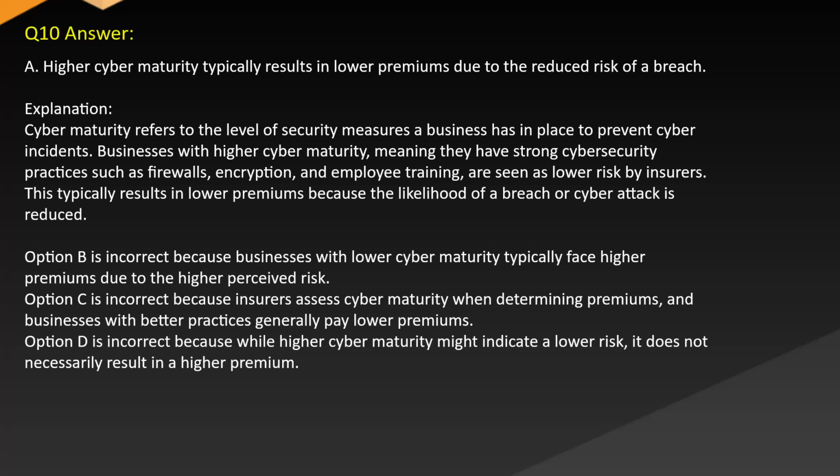Option B is incorrect because businesses with low cyber maturity typically face higher premiums due to the higher perceived risk. Option C is incorrect because insurers assess cyber maturity when determining premiums, and businesses with better practices generally pay low premiums. Option D is incorrect because while higher cyber maturity might indicate a low risk, it does not necessarily result in a higher premium.